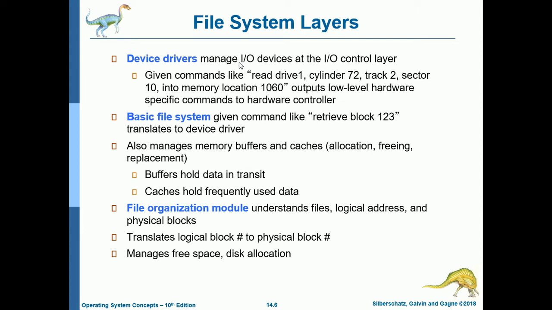The basic file system also manages memory buffers and caches, such as allocation, freeing, and replacement. Buffers hold data in transit, and caches hold frequently used data. And then the next layer is the file organization module, which understands files, logical addresses, and physical blocks. It translates logical block number to physical block number, and it also manages free space and disk allocation.